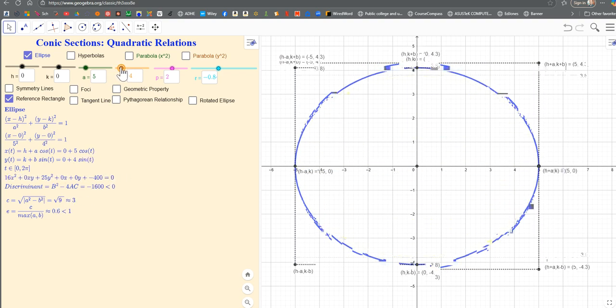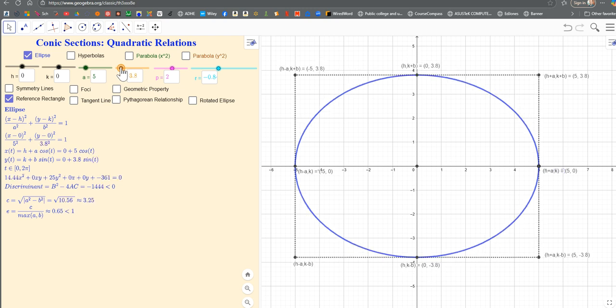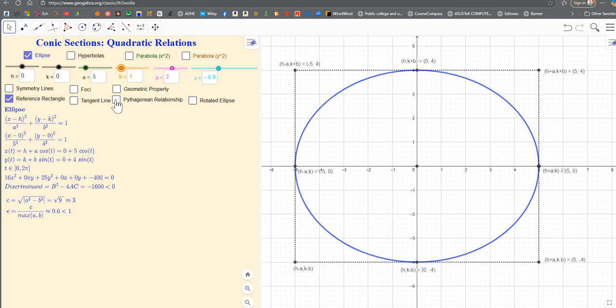Now, some mathematicians insist that a is bigger than b. I insist that a is always the one that goes with the x, and b is the one that goes with y. And so we can see that this has a horizontal radius, in this case of 5, and a vertical radius of 4. Okay.